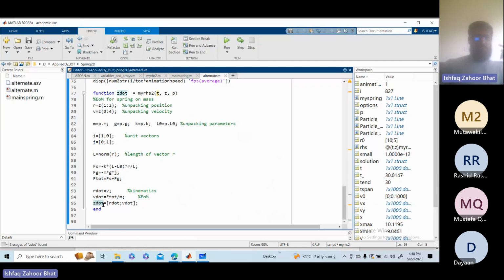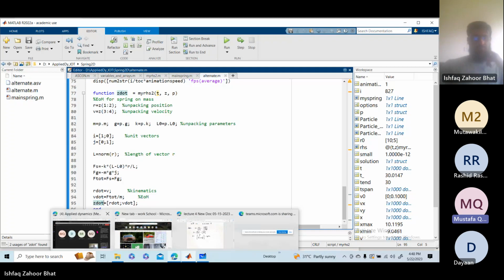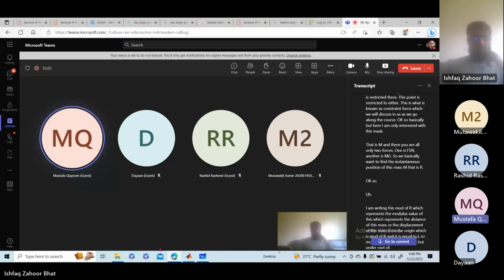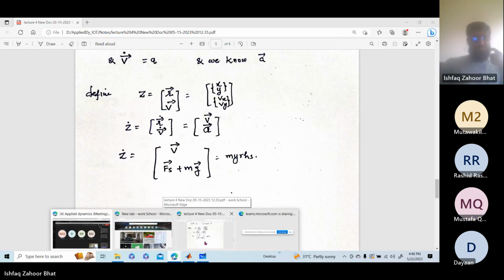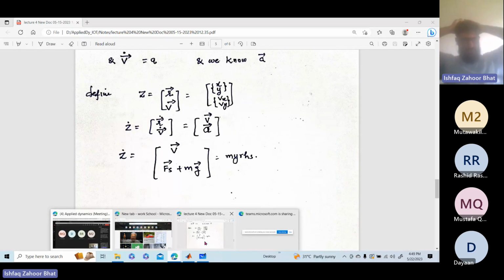We have seen this, sir, z dot. Sir, can I say that the relation between z and z naught is just that we have to integrate the z naught so as to get z? Yeah, you have to integrate z dot to get z. That is the final relation between z and z naught. Just we have to integrate this z naught so as to get z.